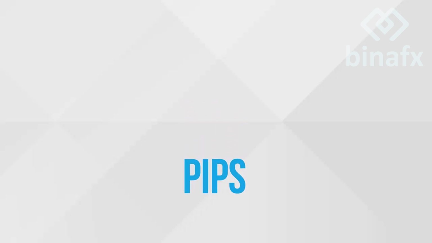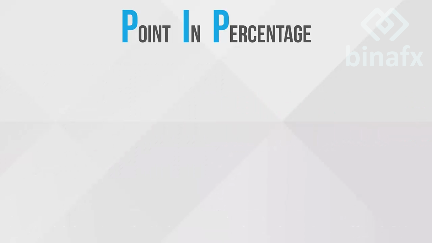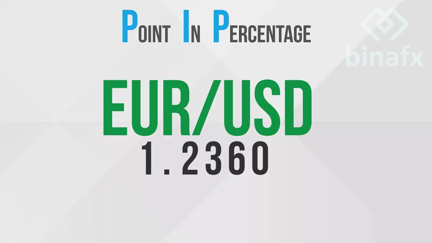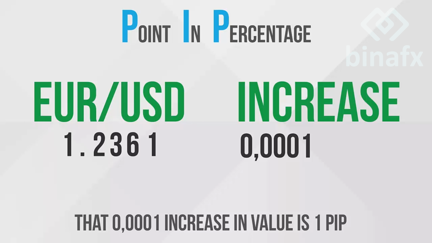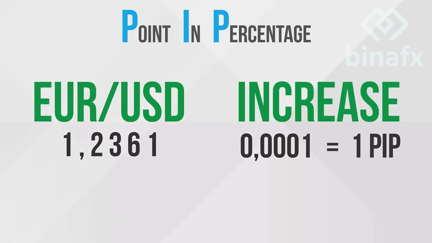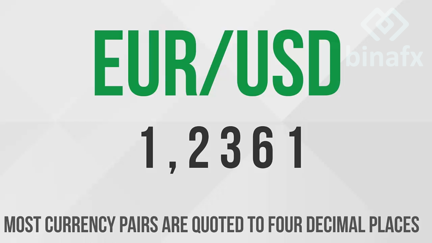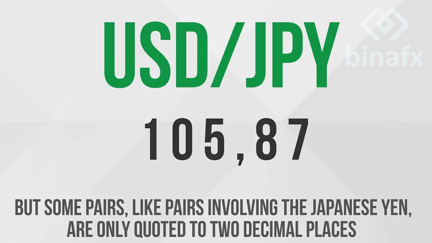Pips. A pip is a unit of measurement that expresses the change in value between a currency pair. For instance, if euro-US dollar is at 1.2360 and it moves to 1.2361, that 0.0001 increase in value is 1 pip. Typically, a pip is the last decimal place of a quote. Most currency pairs are quoted to 4 decimal places, but some pairs, like pairs involving the Japanese yen, are only quoted to 2 decimal places.